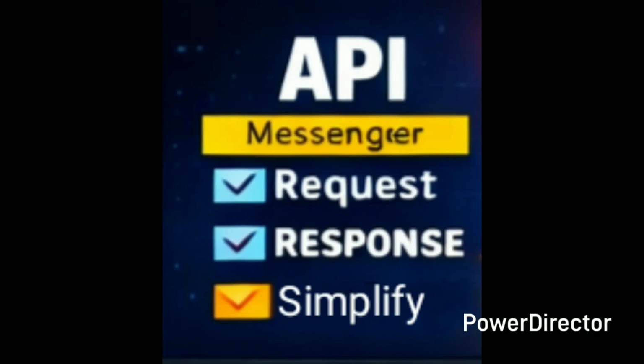Let's simplify everything. An API equals a messenger, and it takes requests and is able to return a response, like a waiter in a restaurant. That's it. Now you finally understand what an API is, how it works, and why it's everywhere. But this is just the beginning.